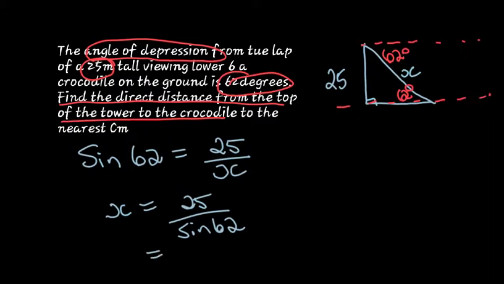And we stick that in our calculator. 25 divided by sine 62 equals 28.3, and we want it to the nearest centimetre. So that's 28.31 metres, and to the nearest centimetre that will be multiplied by 100, 2,831 centimetres.